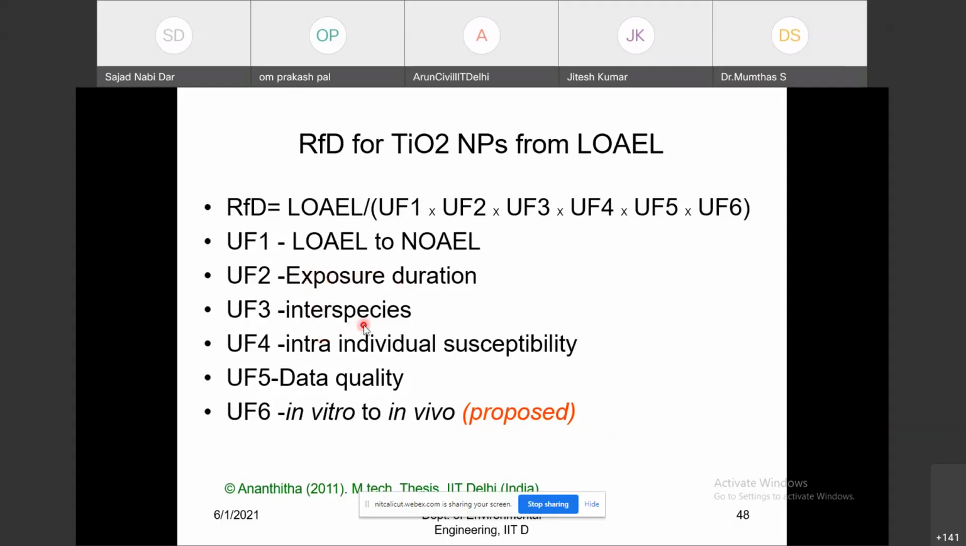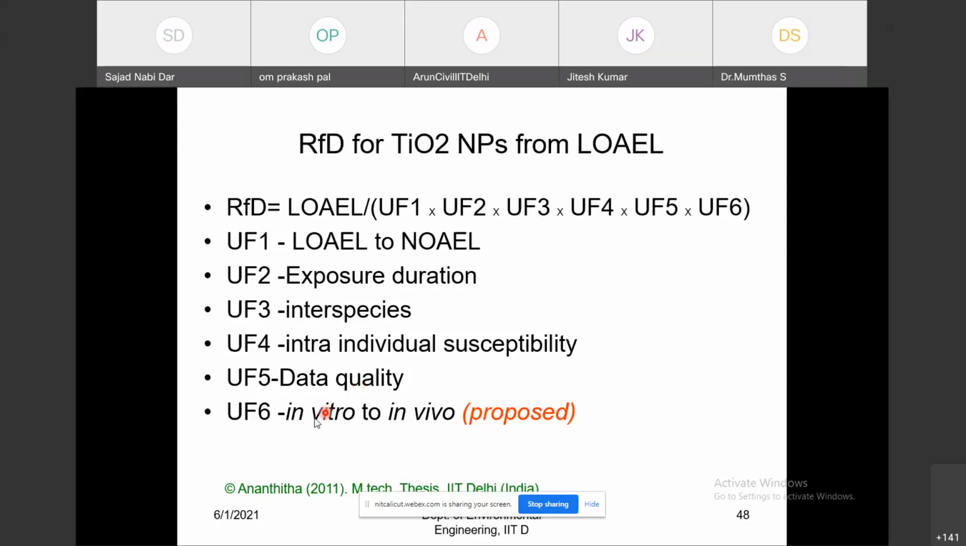Interspecies, it means from rat to human, we need to apply one uncertainty factor. Intra-individual, it means within humans also we will have variation, so we have to incorporate that variation. Data quality: there is a certain minimum number of samples and minimum number of repeats in the toxicity study protocol one has to follow. So if there is uncertainty there, we have to incorporate that also.